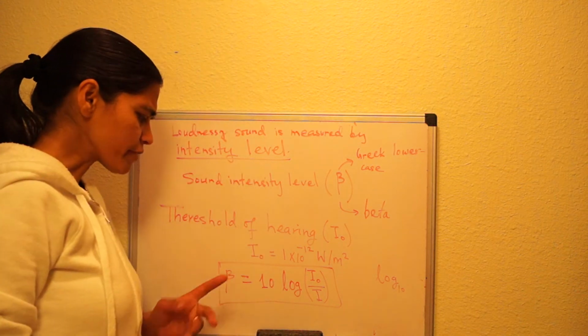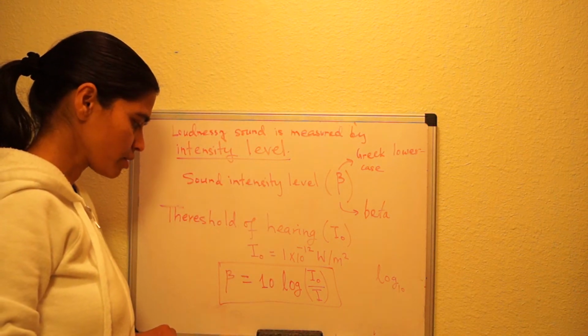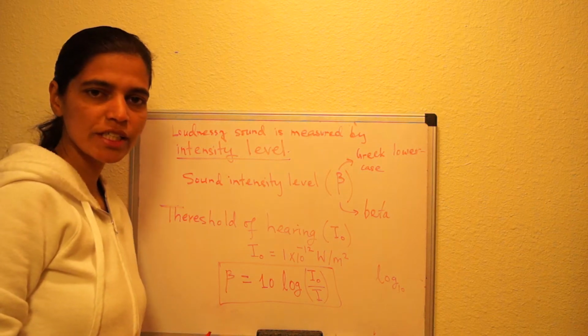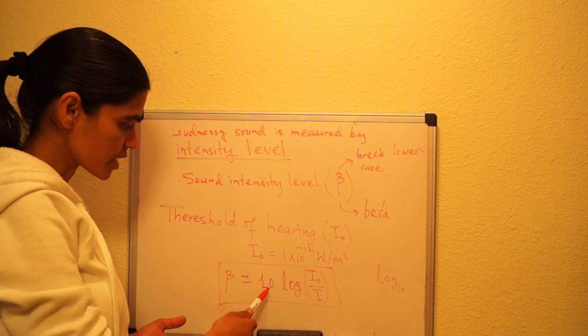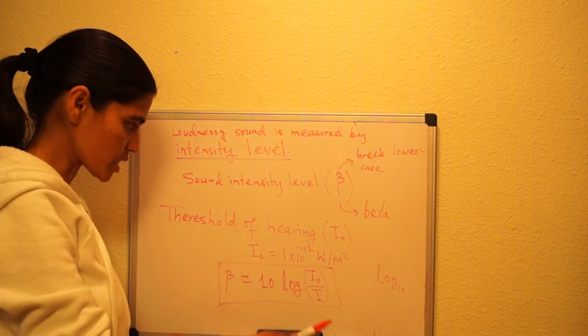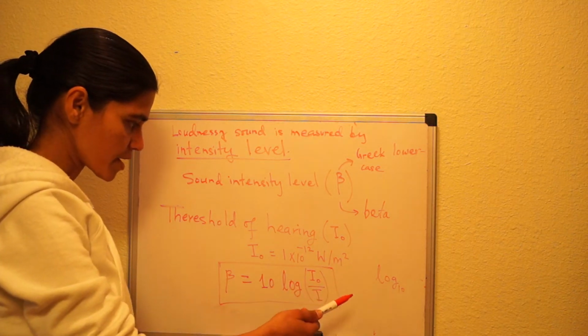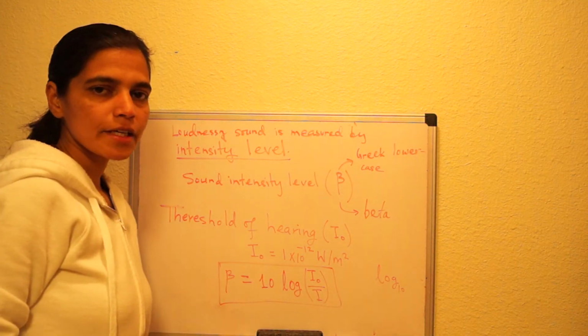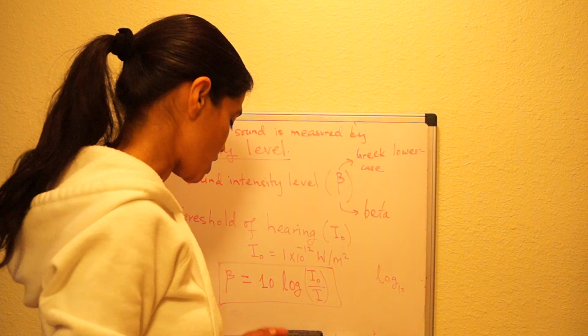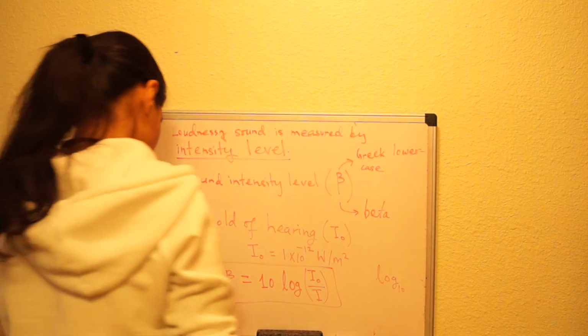What do you think is the unit here, guys? Do you think this quantity has any unit? Beta does not have a unit. It's a dimensionless log, I naught divided by I. The unit gets cancelled, so beta is a dimensionless quantity, okay? So it does not have a unit.